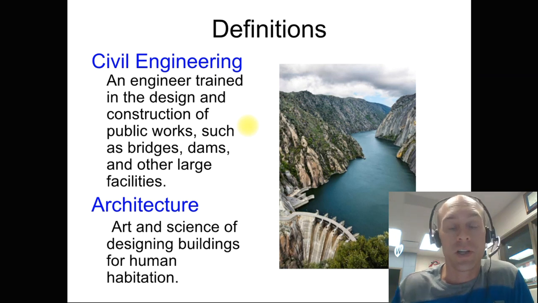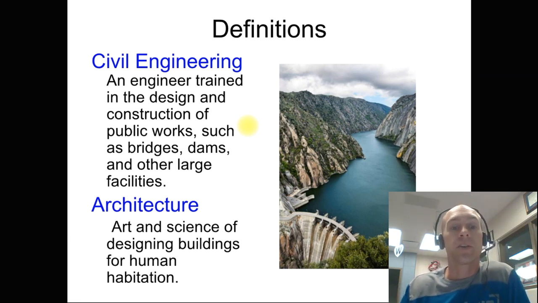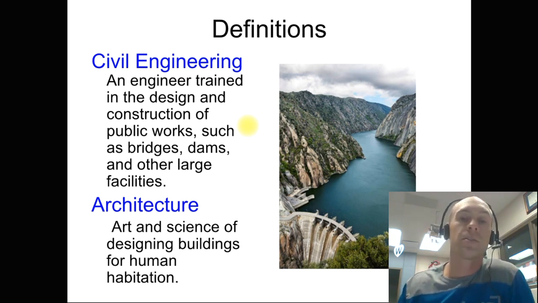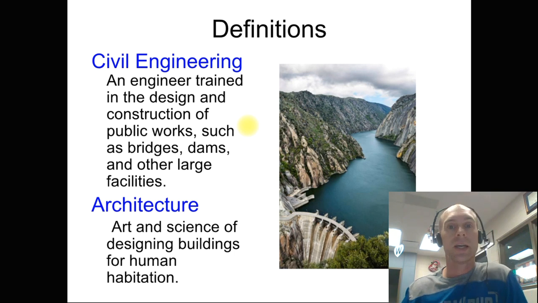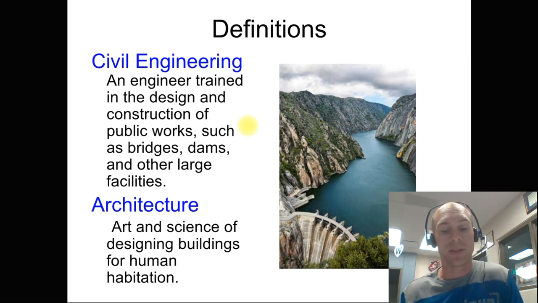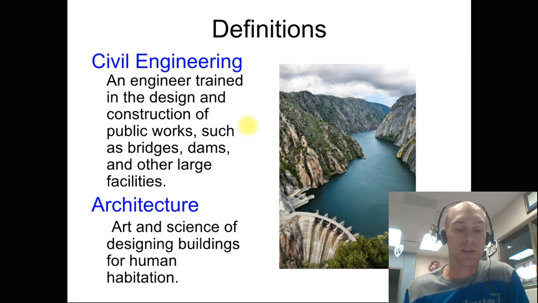So, definition of civil engineering is an engineer trained in the design and construction of public works, dams, bridges, other things. Architecture's art and science of designing building for human habitation. Civil is the oldest branch of engineering. In general, engineers were used for military purposes. The term civil was added to separate them from other engineers who worked on military or other mechanical type projects, things like that. Architects are licensed professionals who design commercial and residential structures that are used by humans.